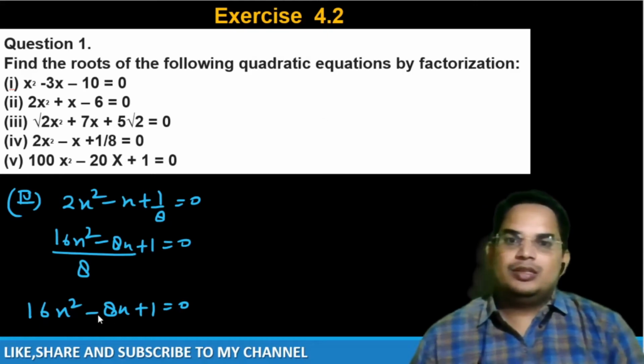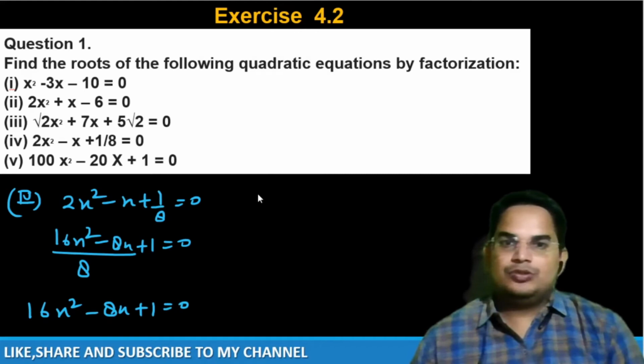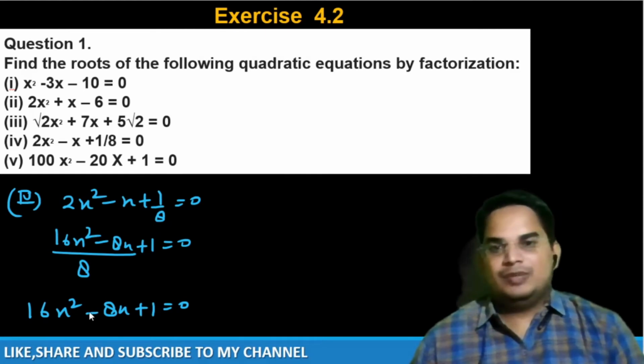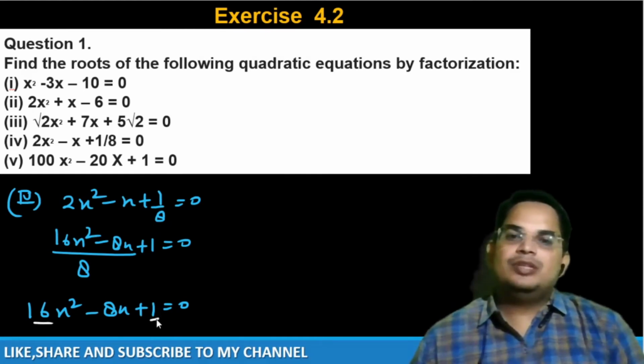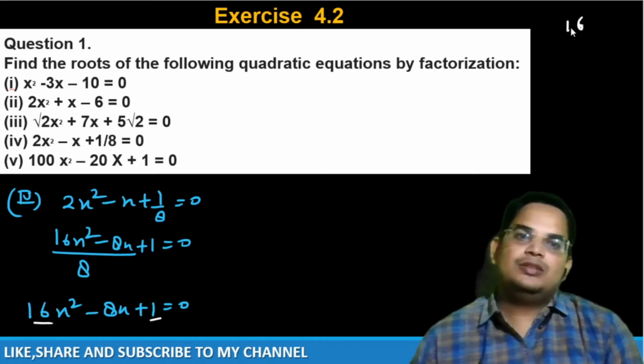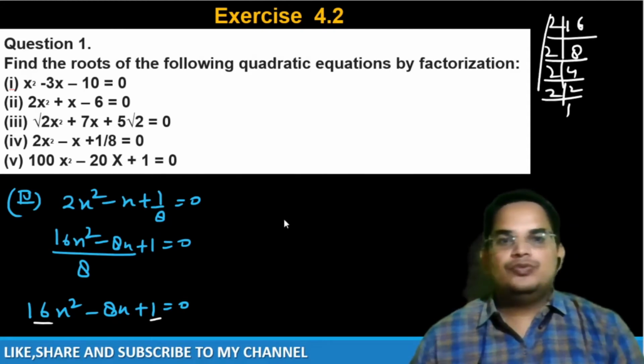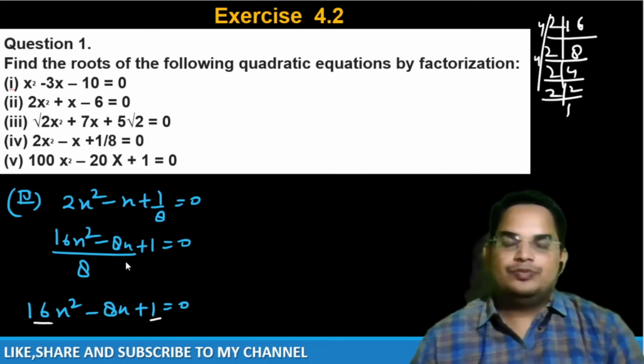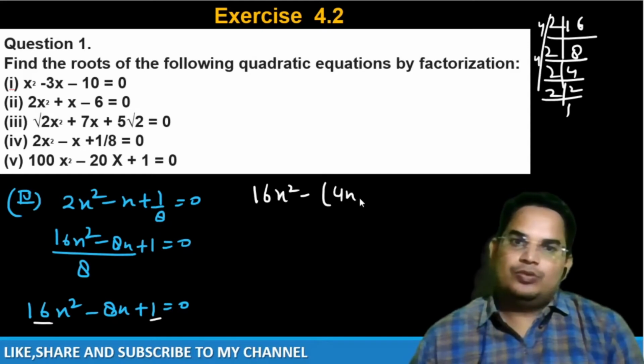Look at this. This is 16x square minus 8x plus 1. So you can say 4x whole square minus... okay, sorry, I will not solve this by this method. So 16 into 1 becomes 16. So I will do the factors of 16. 2 8 ja 16, 2 4 ja 8, 2 2 ja 4, and 2 1 ja 2. How many times 2? 4 times 2. So you can say 4 plus 4, 4 plus 4 become 8. 4 4 ja 16. So you can write down like this: 16x square minus 4x plus 4x plus 1 is equal to 0.